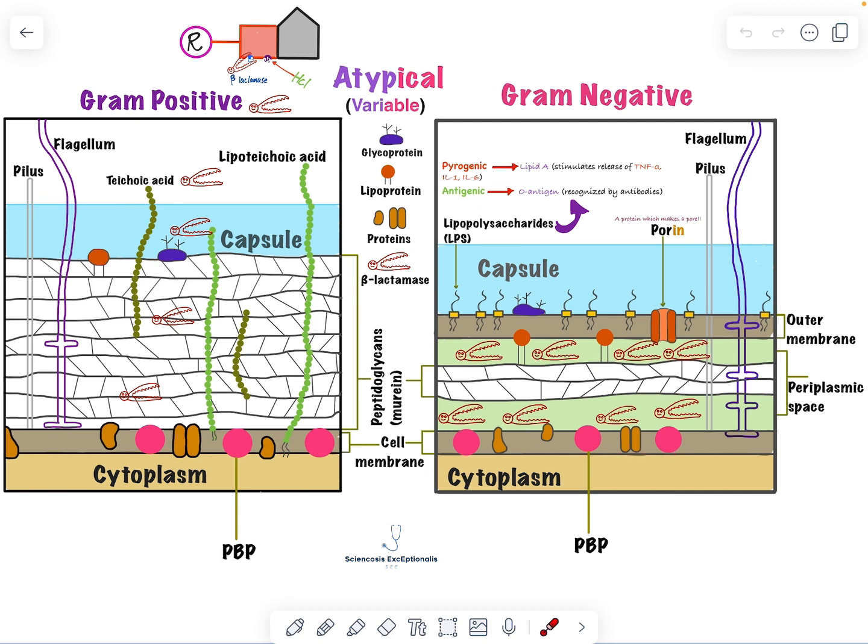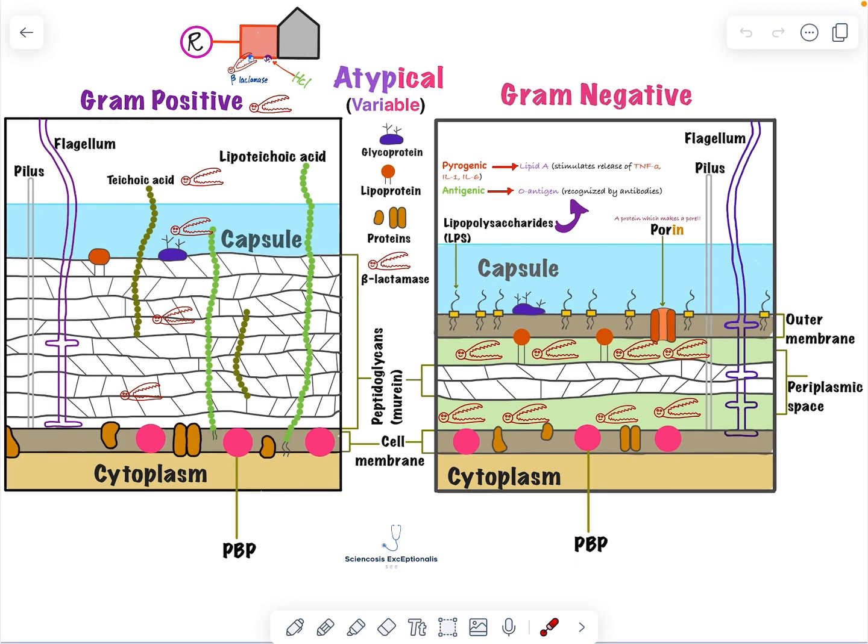Both cells have a cell membrane, which is composed of bilayer phospholipids that contains many different proteins. The most important one for us is the penicillin binding protein, or the transpeptidase enzyme, which is responsible for the last step in the cell wall synthesis of bacteria. And it is the target for beta-lactam antibiotics such as penicillins.